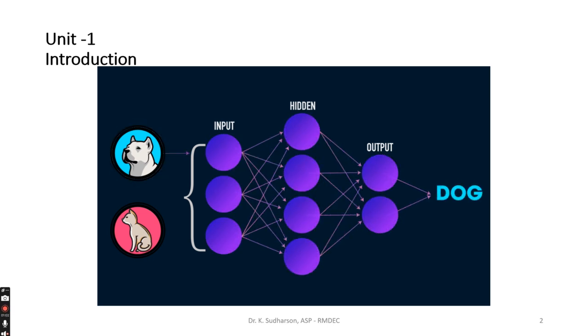So first, we are giving some input features for a dog object and cat object. The neural network is learning the input features, and next time when you show any images, it can easily predict whether it is a dog or a cat. So this is a simple example. So we can go in depth.